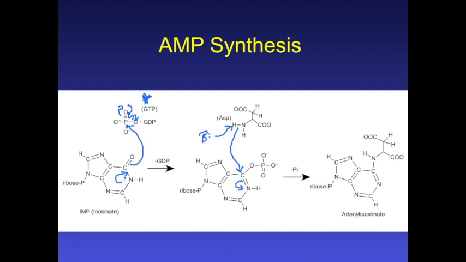What then happens, okay, is this. Look in the product. What am I missing? A proton. So I'm going to have, at this point in time, a base, take that off. I will reform the double bond, and the phosphate leaves. Adenylosuccinate.